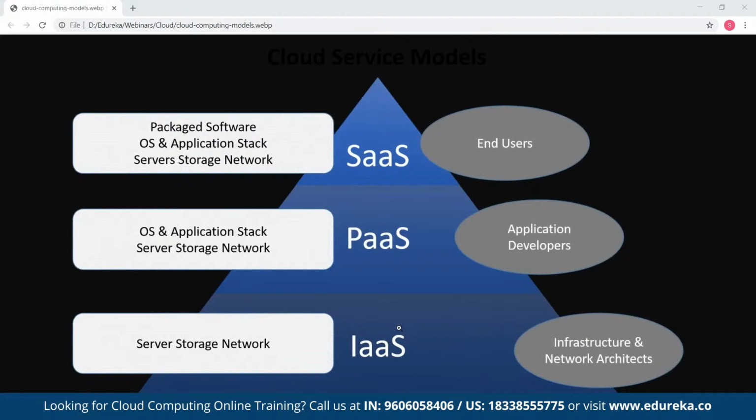On top of that, you have platform as a service. So you get the operating system and application stack, in addition to what you already had as part of infrastructure as a service.